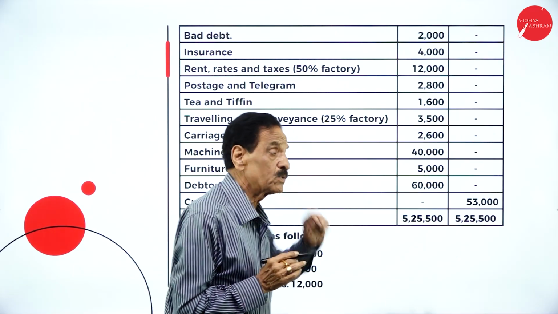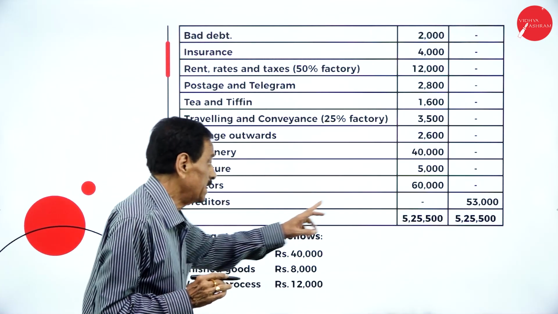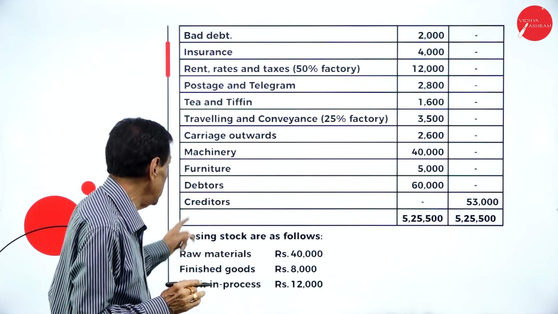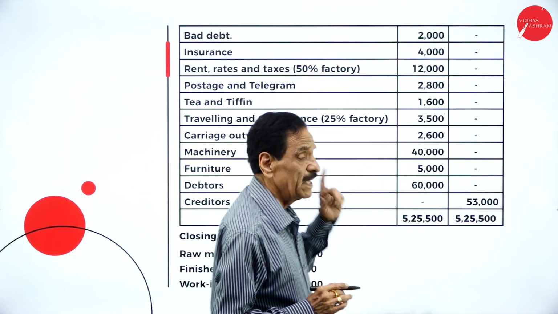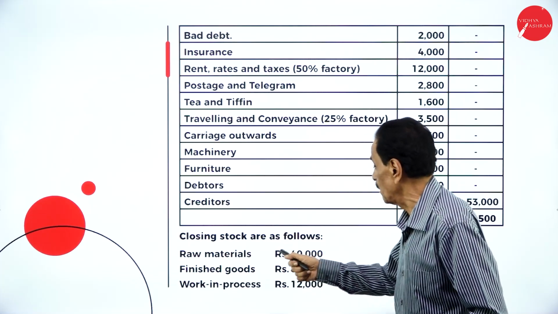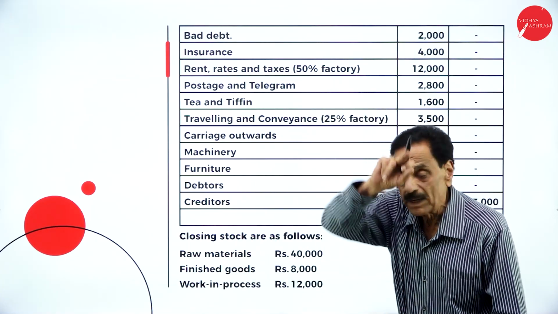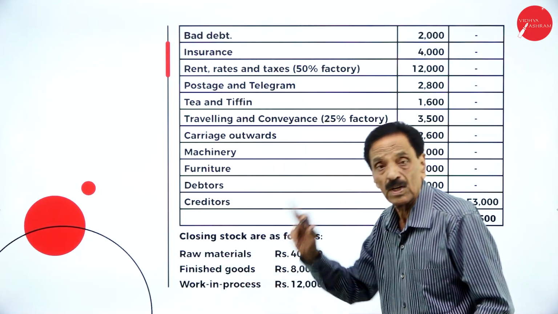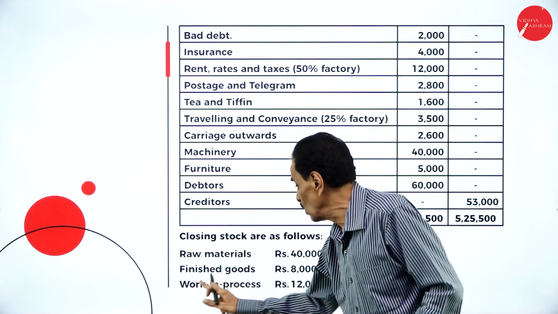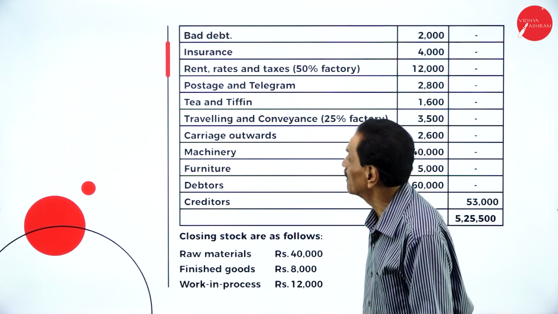Machinery 40,000 is an asset. Furniture 5,000 is an asset. Debtor 60,000 is an asset. Creditor 53,000 is a liability. Closing stock are as follows. Raw material will come in manufacturing account. Finished goods will come in the trading account. Work in progress will come in the manufacturing account.